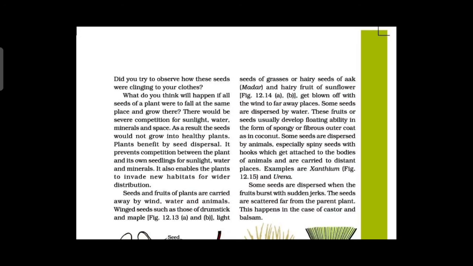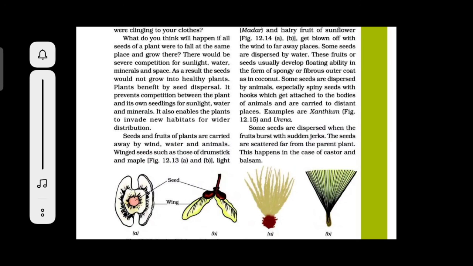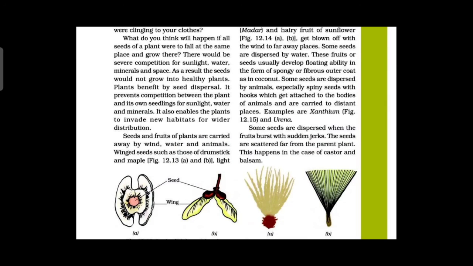As a result, the seeds would not grow healthily. Then seeds and fruits are carried away by wind, water and also animals. Winged seeds such as drumstick and maple, seeds of grasses, or hairy seeds are dispersed by wind. Some seeds are dispersed by water. These fruits or seeds usually develop floating ability in the form of a spongy or fibrous outer coat, as in coconut.